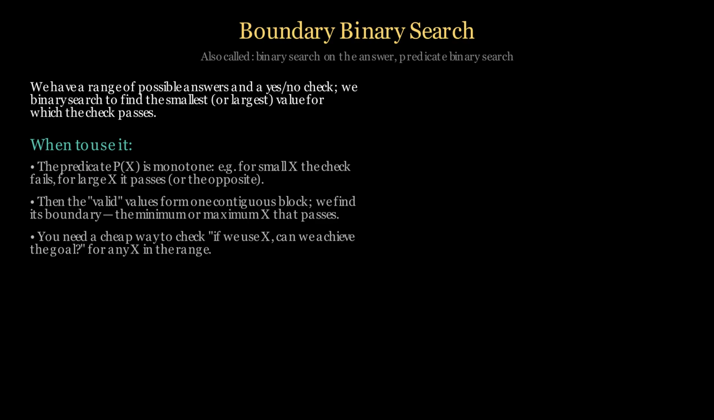Boundary binary search. Also called binary search on the answer or predicate binary search. We have a range of possible answers and a yes/no check. We binary search to find the smallest or largest value for which the check passes. Use it when the predicate is monotone. For small x the check fails and for large x it passes, or the opposite. Then the valid values form one block and we find its boundary.